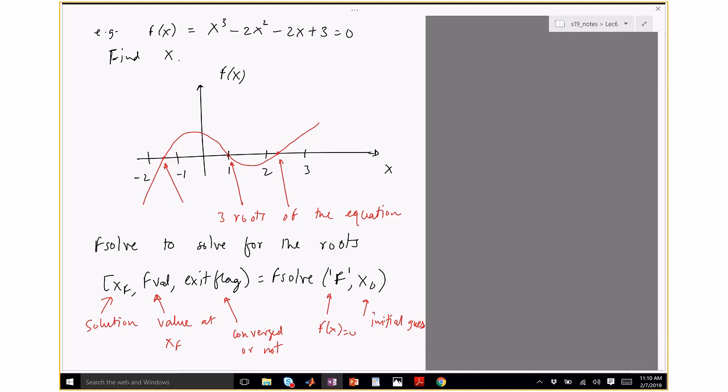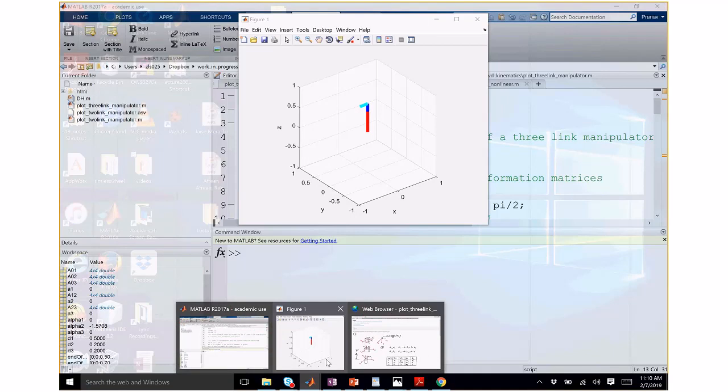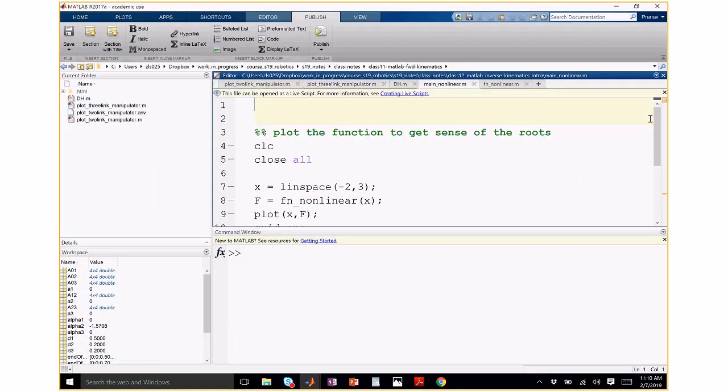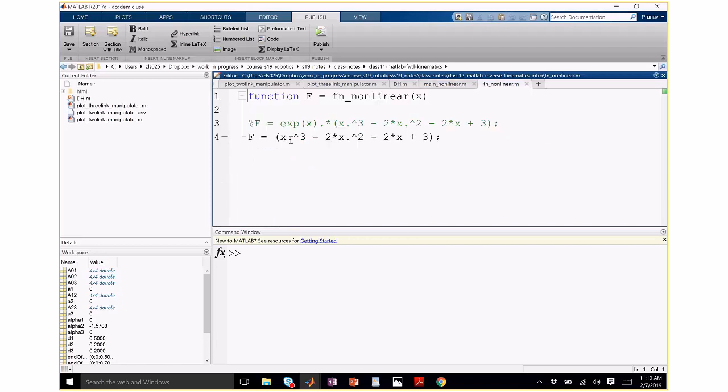I wrote a code which will solve that equation in Matlab. Did you guys use fsolve before in a course? Okay, that's good. This is my main file, and this is my nonlinear function. I just wrote down the nonlinear function x cubed minus 2x squared minus 2x plus 3 in my main file.